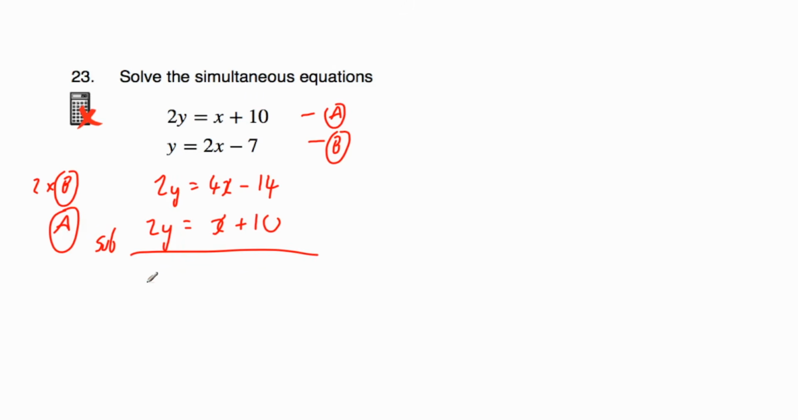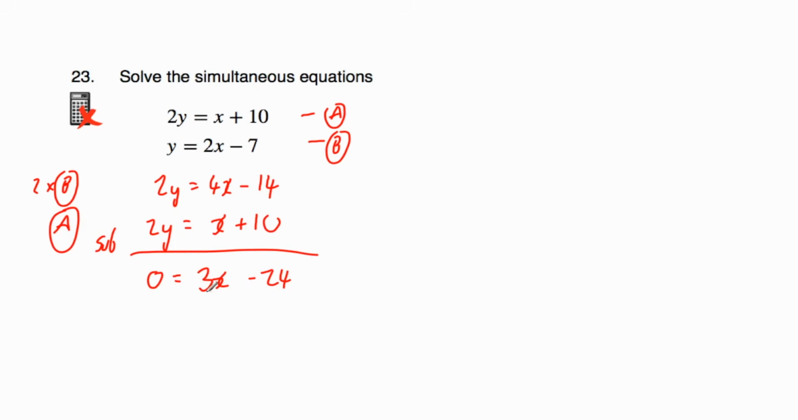So 2y take away 2y is 0. And on the right hand side, we've got 4x take away x. Well, that would be 3x. And then we've got minus 14 take away 10. And minus 14 take away 10 will be minus 24. So our answer is 0 equals 3x minus 24.